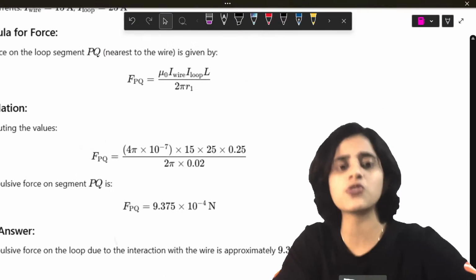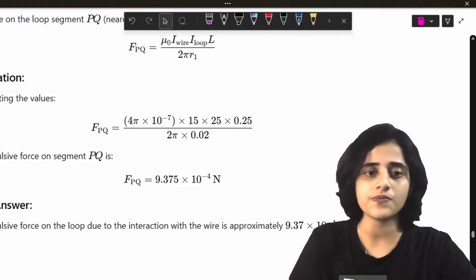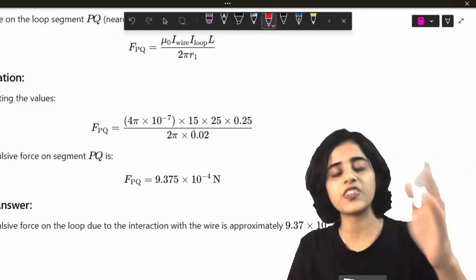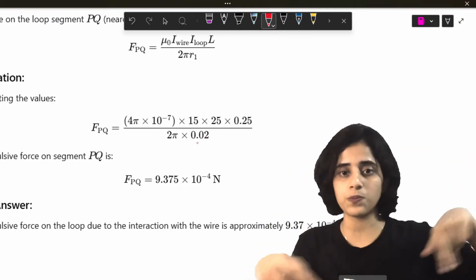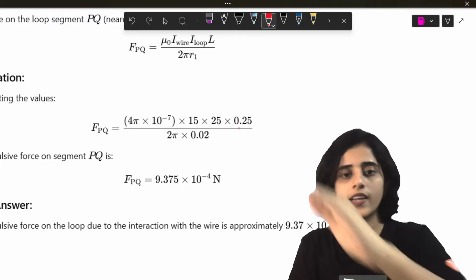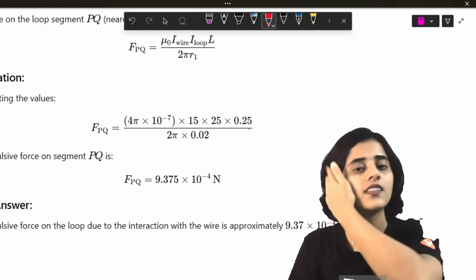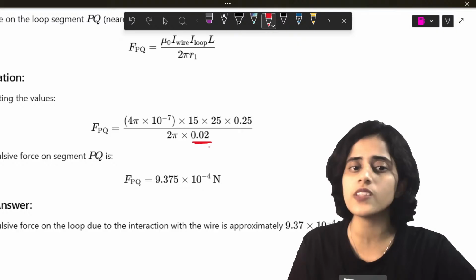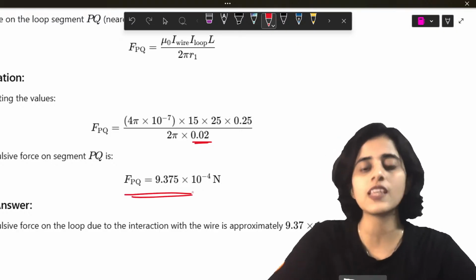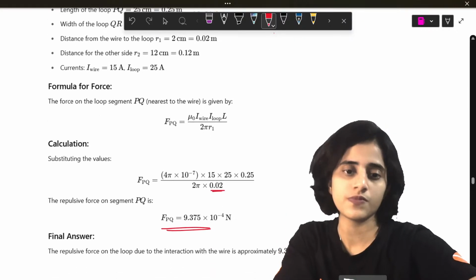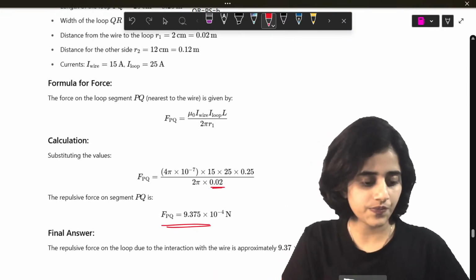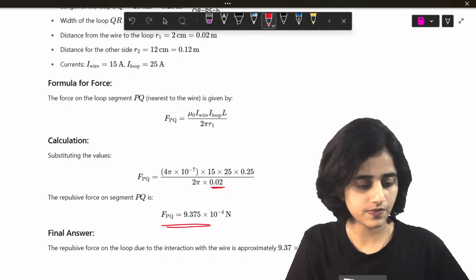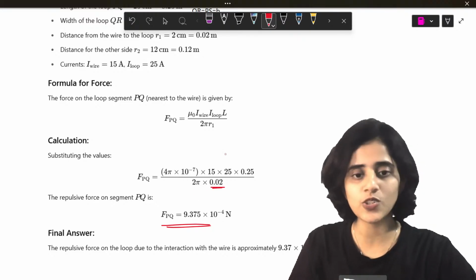Now you just have to substitute the values. What is mu 0? So 4 pi into 10 raised to minus 7, into 15, the current in the loop, into 25, the current in the wire, into 0.25, the length of the conducting wire, divided by 2 pi R. R is 0.02. So you will get 9.375 into 10 raised to 4. Okay?